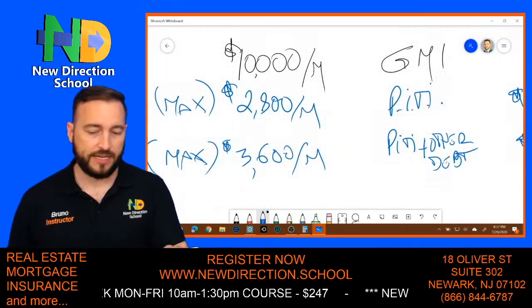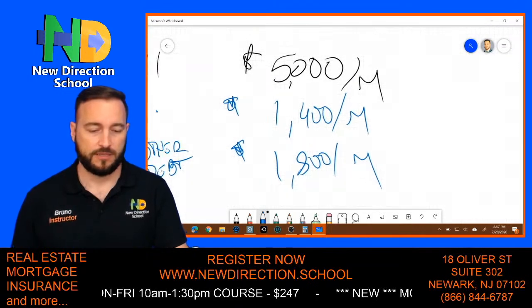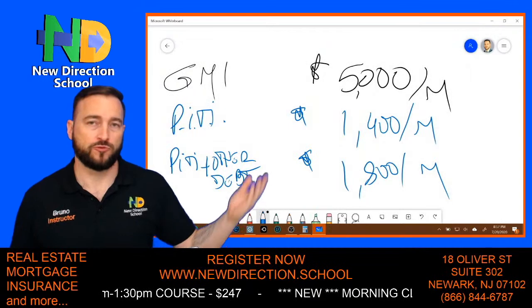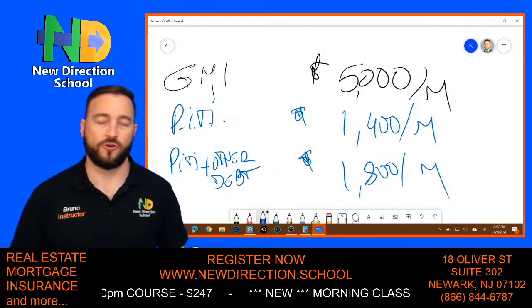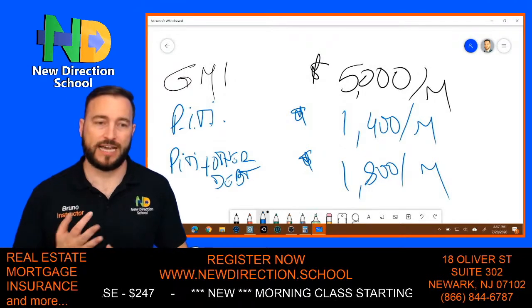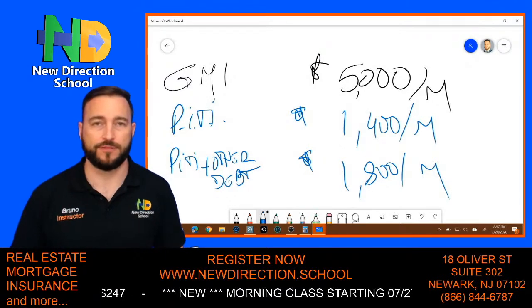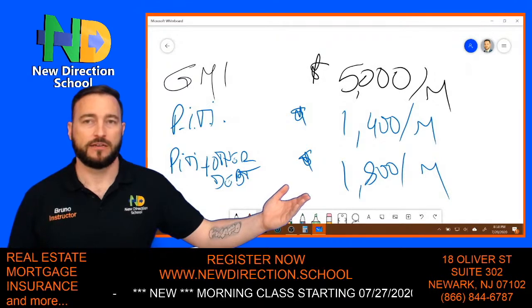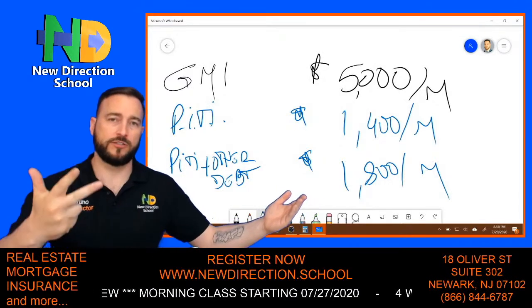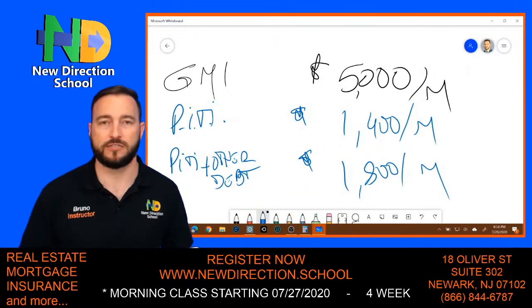If you make $5,000 a month, so it's easy, it's the same scenario. 28% of that is $1,400 a month. Your mortgage, including tax and insurance, cannot be more than $1,400 a month. If you make $5,000, your mortgage, car, and other debts cannot be more than $1,800 a month.